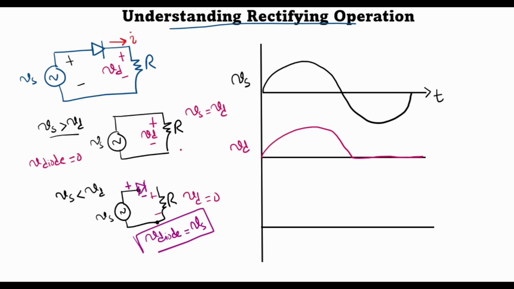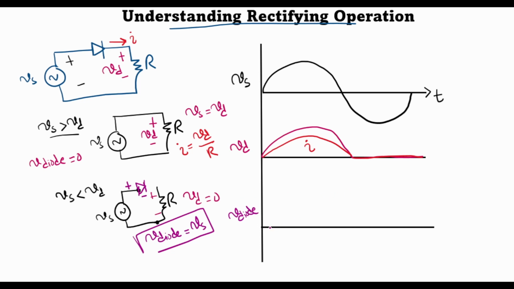Now the current I in forward bias condition is simply equal to Vd divided by R. Therefore, it will just be scaled relative to this voltage across the resistance. It will have the same shape. So this is the current, which also exists only during the positive half cycle and is 0 in the negative half cycle. And lastly, we want to look at the voltage across the diode.